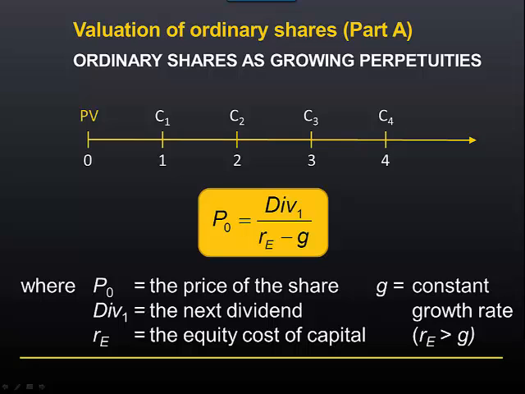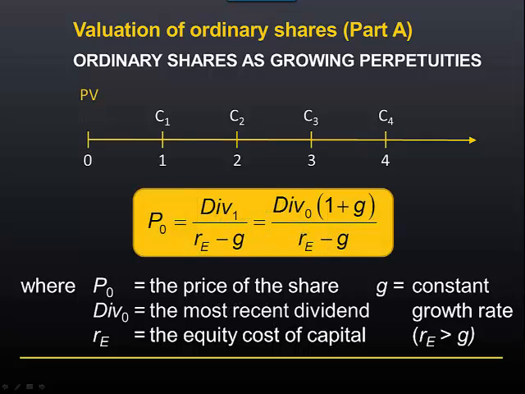As I've mentioned a couple of times, we don't always know what the next year's dividend is. Sometimes we know what the most recent dividend was, and we have a growth rate which will allow us to calculate next year's dividend. So this is the longer version of the growing perpetuity formula. We have to first calculate div1 and then divide by RE minus G.